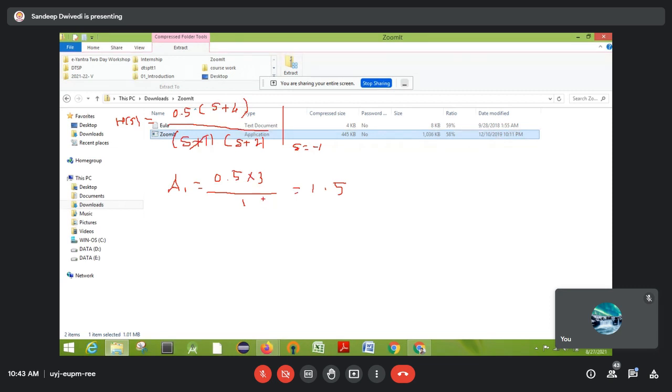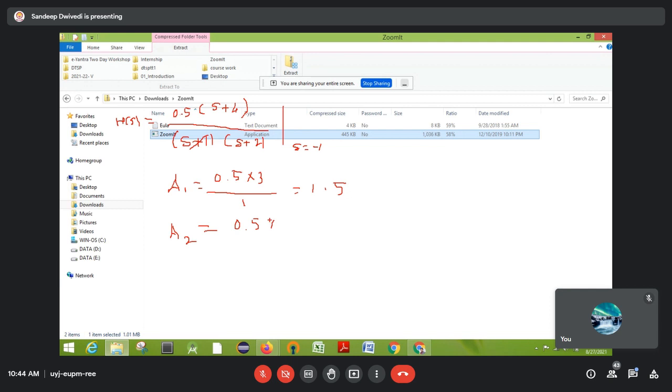Okay, a1 will be simply 1.5. So in the same manner you can calculate a2 also. For a2, s plus 2 will be cancelled and this will be simply 0.5, and the value of s will be minus 2, so this will be 0.5 minus 2 plus 4.